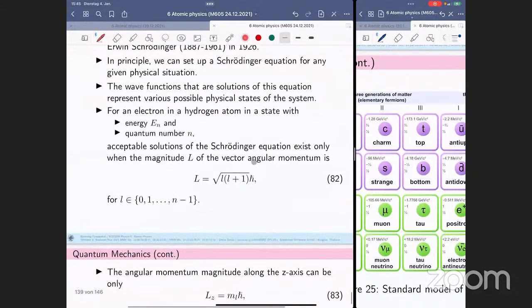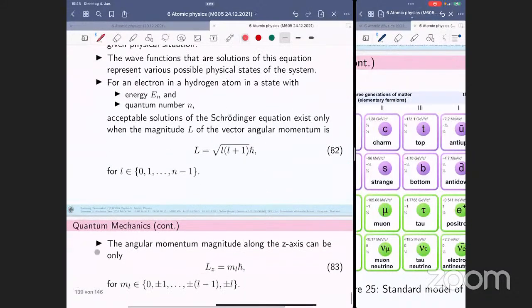And another one, this is the vector angular momentum. Another one is the magnitude of the angular momentum. This is the vector one along the z-axis. This is the magnitude L of the vector angular momentum. This is the angular momentum magnitude along the z-axis, which can only be Lz equal to ml times h slash. ml is the orbital magnetic quantum number.